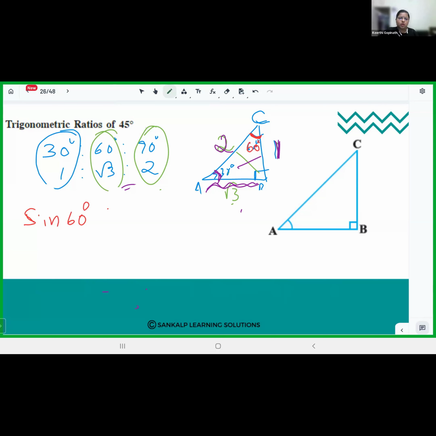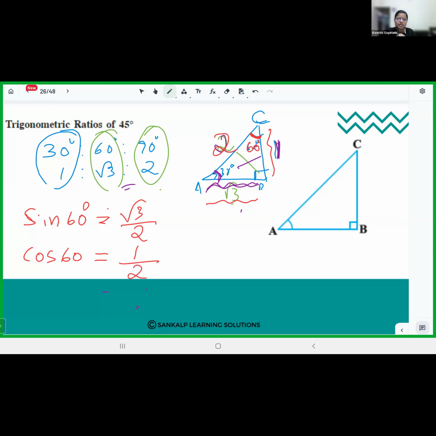Now, first of all sine 60. Sine 60 means opposite side by hypotenuse, right? Which is the opposite side here? It is root 3. And what is the hypotenuse here? It is AC, that is 2. Now, what is cos 60? Cos 60 is adjacent by hypotenuse. Which is the adjacent side here? 1, right? The hypotenuse is 2, so 1 by 2.